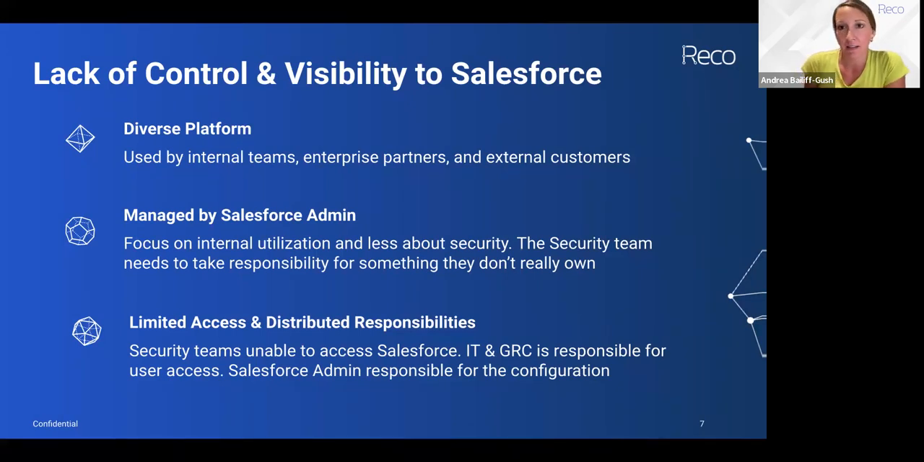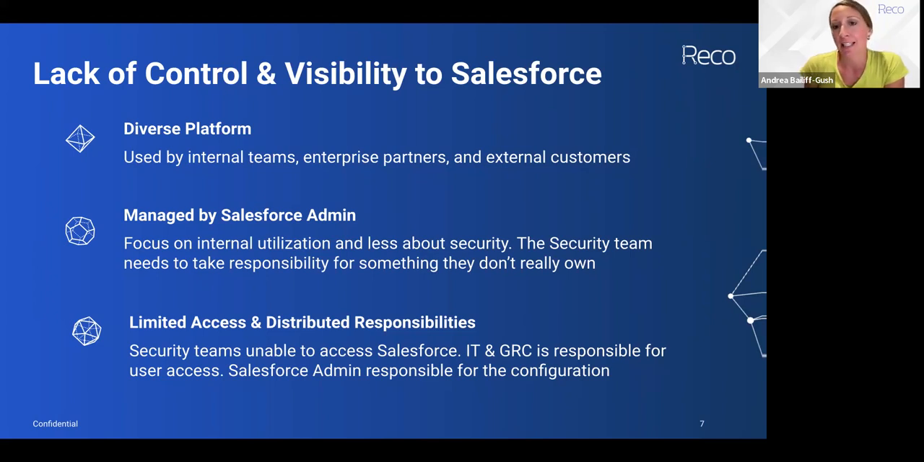The second is the fact that it is managed by a role called a Salesforce administrator, and they're focused on how the tool is utilized internally, and they're thinking less about securing the data. And then there's obviously the security team who needs to take responsibility for securing the SaaS application, but they really don't own the application. They're not measured by the performance like the SaaS administrator is.